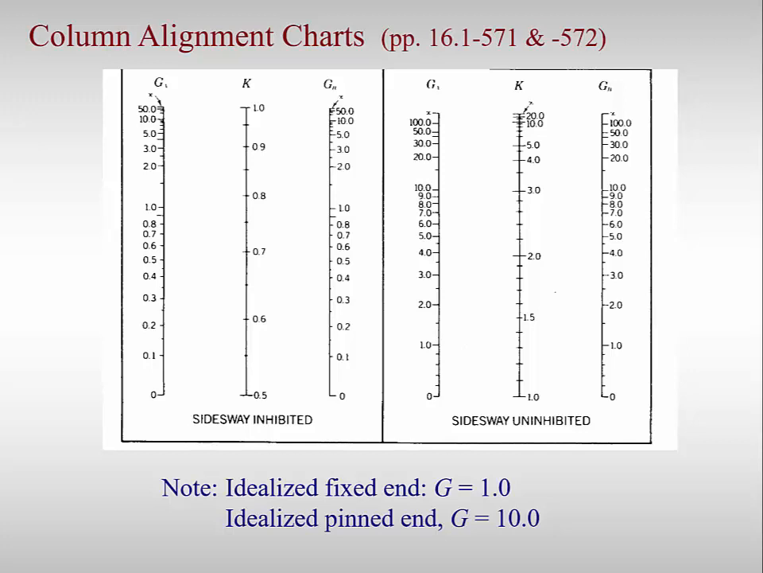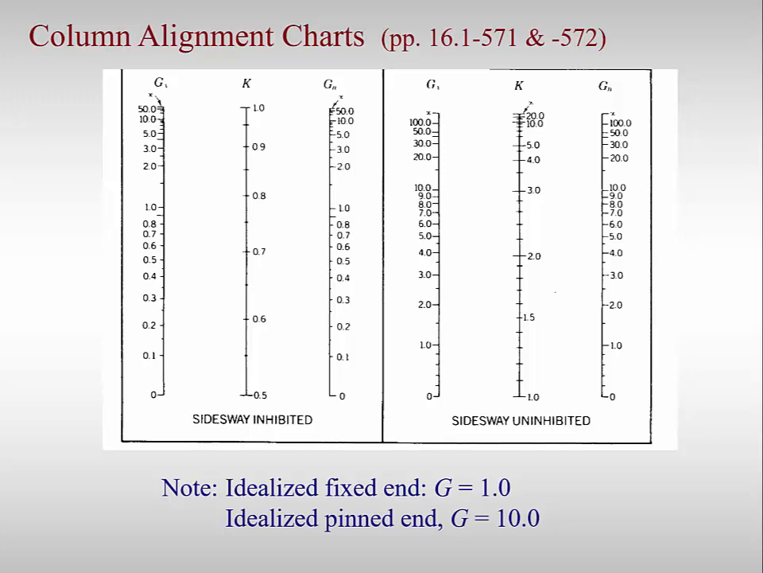Note that there are 2 charts, one for braced frames, or sidesway inhibited, the other for unbraced frames, or sidesway uninhibited. You can tell the difference between the 2 charts by the K values, which again are on the center scale in both charts. The braced frame chart has K values that are 1 or less, while the unbraced frame chart has values of 1 or greater. Also note that the 2 relative stiffness scales are the same for each chart. Therefore, it doesn't matter if G sub A is the top of the column or the bottom. The resulting effective length factor will be the same.